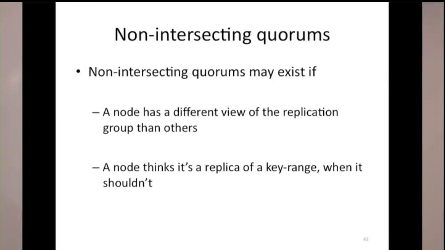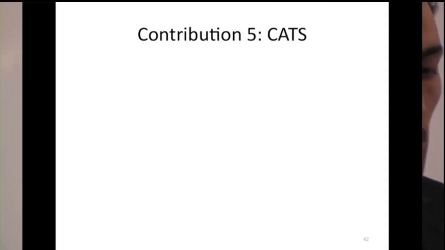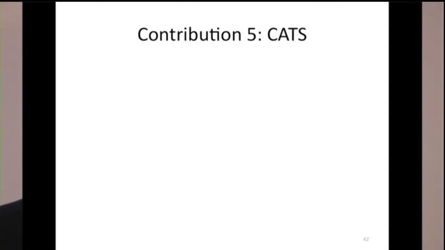So what we saw from this example is that non-intersecting quorums can exist if different nodes have different views of the replication group, and a node thinks that it is responsible for a particular key range when it should not have thought like that. So what we set forward to do is to prevent such scenarios, and in certain cases, even if they happen, we want to still achieve consistency. So that's our contribution number 5, on which we build a system called CATS.